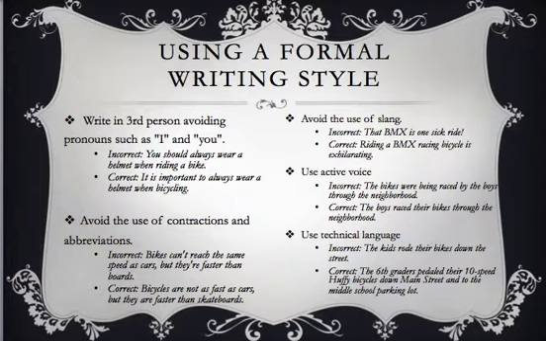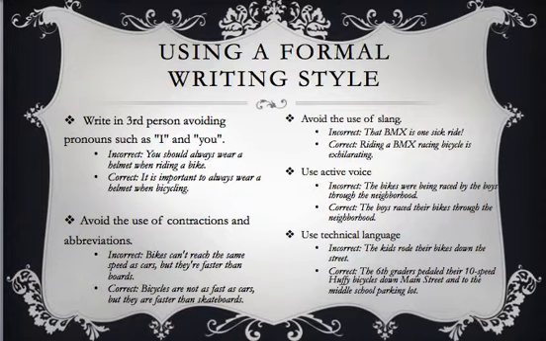You avoid the use of contractions and abbreviations in formal writing styles. An incorrect way is bikes can't reach the same speed as cars, but they're faster than boards. The correct way to say that same thing would be, bicycles are not as fast as cars, but they are faster than skateboards. Okay, formal writing style. Avoid the use of slang. Incorrect. That BMX is one sick ride. Correct. Riding a BMX racing bicycle is exhilarating. Okay, and I shouldn't have to tell you, no texting language here.